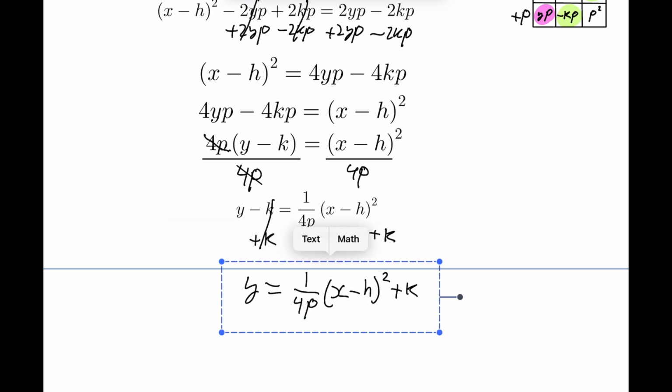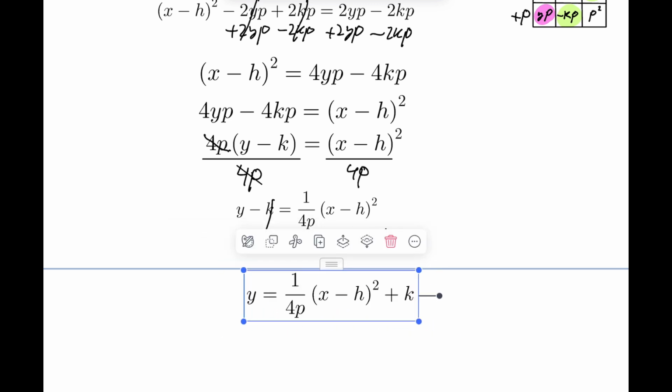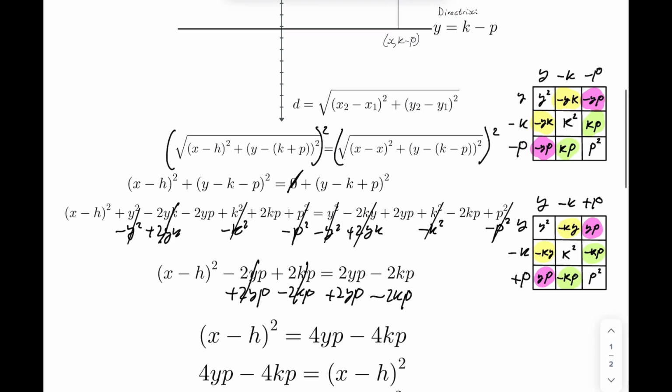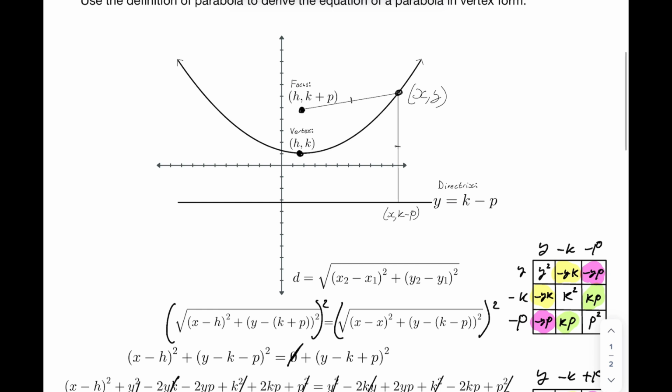P is the distance from the vertex to, we can go see that here, the focus. And we know that because all we did to get our focus here is add p to k. It's also the distance from the vertex to the directrix, because all we did to change the y value here was subtract p.